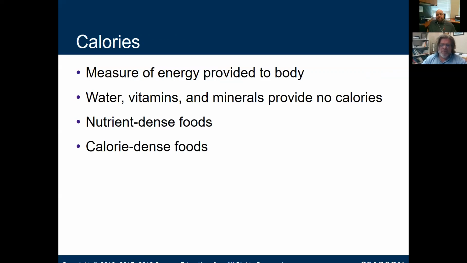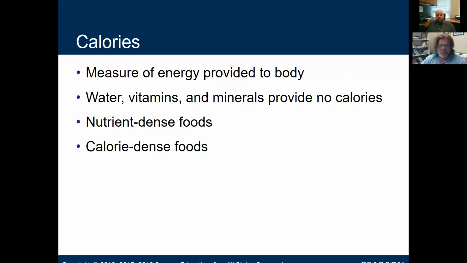So what about vitamins and minerals? They provide no calories. Fats provide the most calories for their volume and mass. So a teaspoon of a fat, whether it's olive oil or butter or whatever, is going to be around 16 calories. I think that's right.